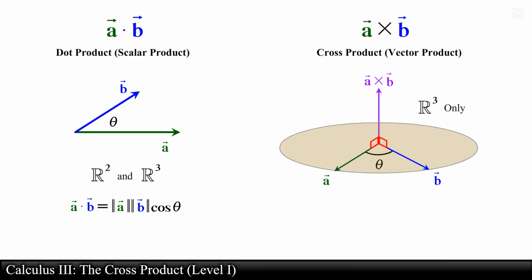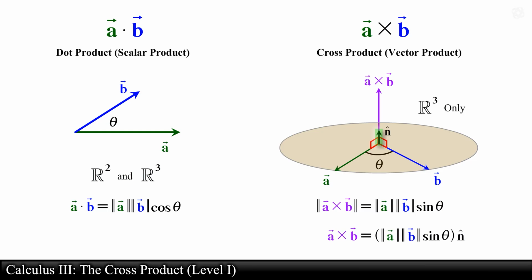The geometric definition of the dot product uses the cosine of the angle between both vectors, and the magnitude of the cross product uses the sine of theta between both vectors. And since the cross product also produces a vector, it will have a direction that is normal to the common plane between the two crossed vectors. If n hat represents a unit vector normal to the plane containing the crossed vectors, then the cross product can be represented as follows. Alright, in our next video, we will go over the component definition of the cross product.